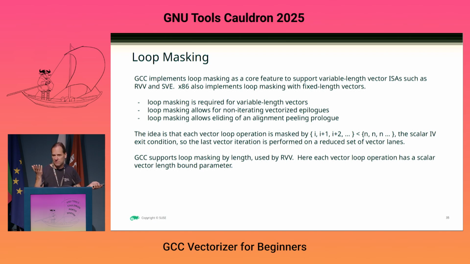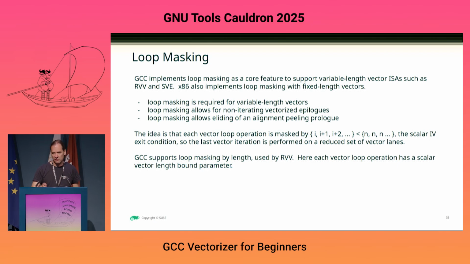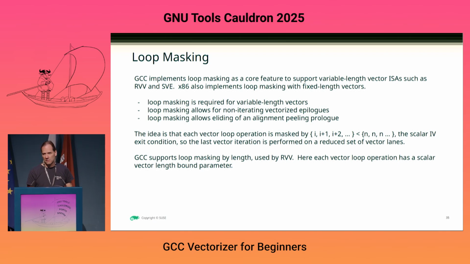It requires a vectorizer that can do masking on more than just loads and stores usually, because when you have a vector division or floating point operation, which can trap, you have to mask also an add.